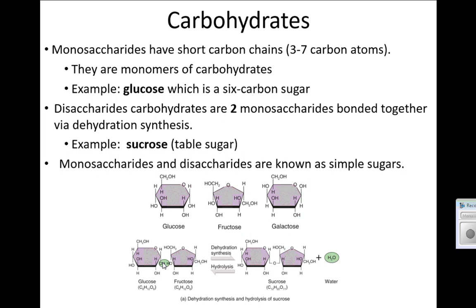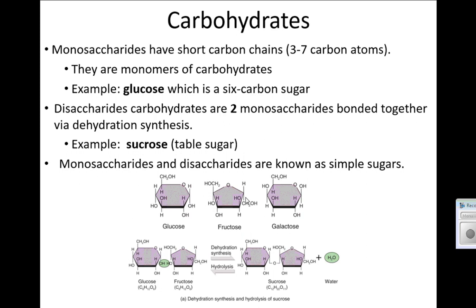Now, monos are short carbon chains, 3 to 7 carbons in length. Like I said, they are individual bricks, so they are the monomers of the larger carbohydrates. Examples are glucose, and also fructose and galactose, shown in our image at the bottom. Glucose is known as C6H12O6 because it has 6 carbons, 12 hydrogens, and 6 oxygens. You could go through and count them all up if you wanted to. I'm not going to do that because it would take too much time.